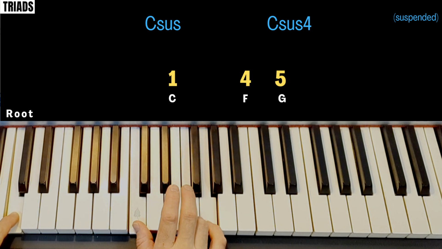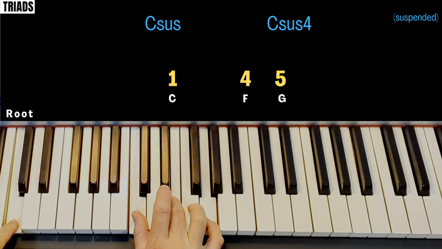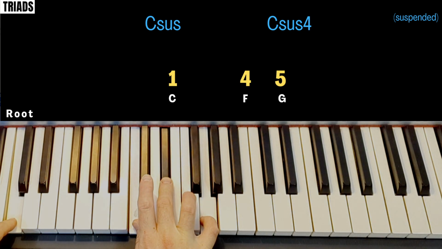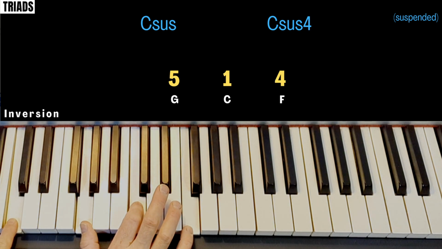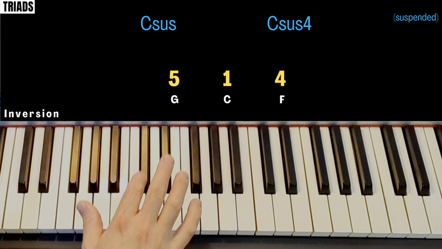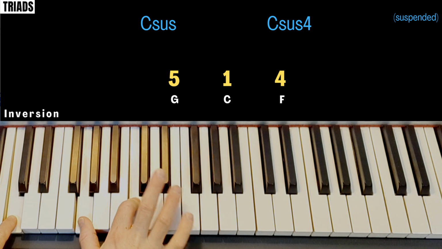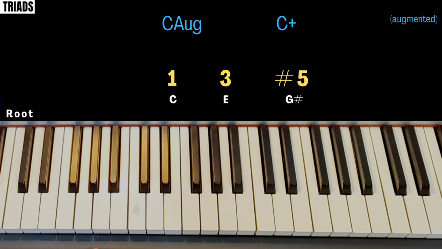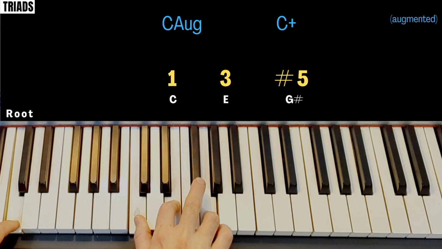A suspended chord is usually creating that tension to resolve to the major chord, or resolve to the minor chord. At some points I like to use second inversion with this one as well. It's because it gives that resolution in the top voice there. Next one on my list is C augmented. So this is like a C major, but we just raise the fifth.